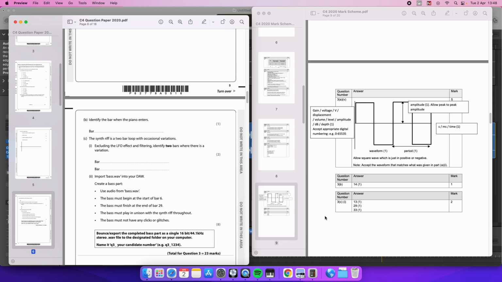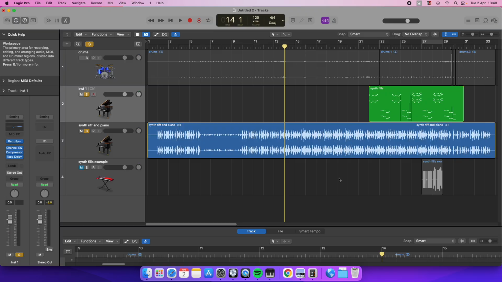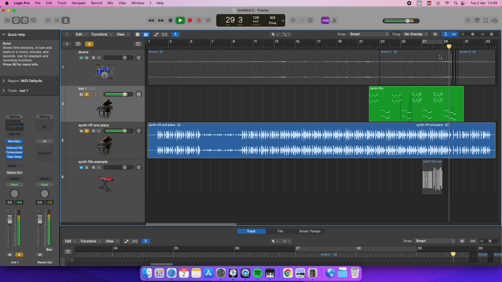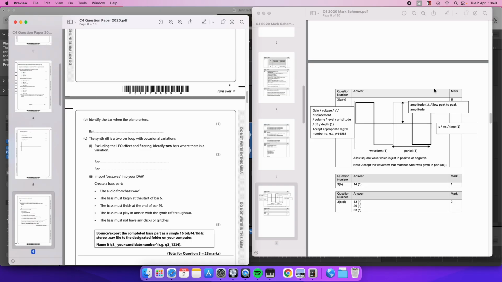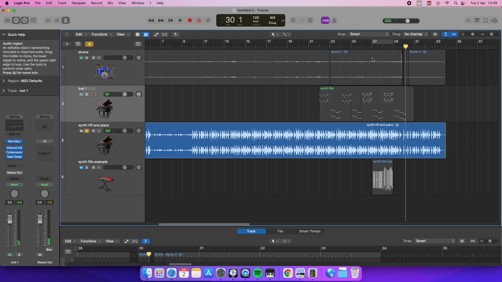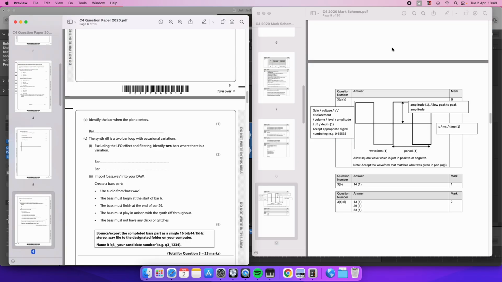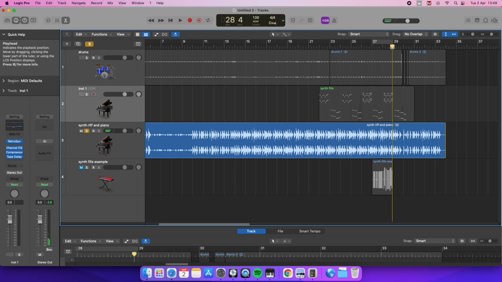Bar 29, excluding the LFO. Isn't that where the LFO was? Or was it bar 30? Okay, with the pitch bend thing. Oh, hold on, let me take out this guy. That's in the way, isn't it? Okay, so yeah, the LFO comes in on bar 30. So 29 is definitely different.